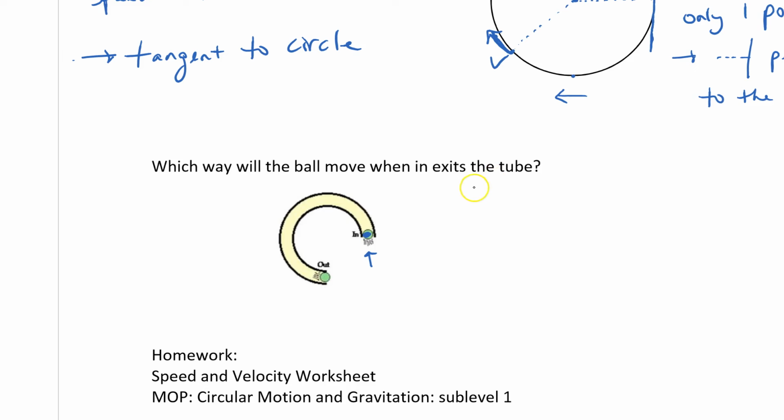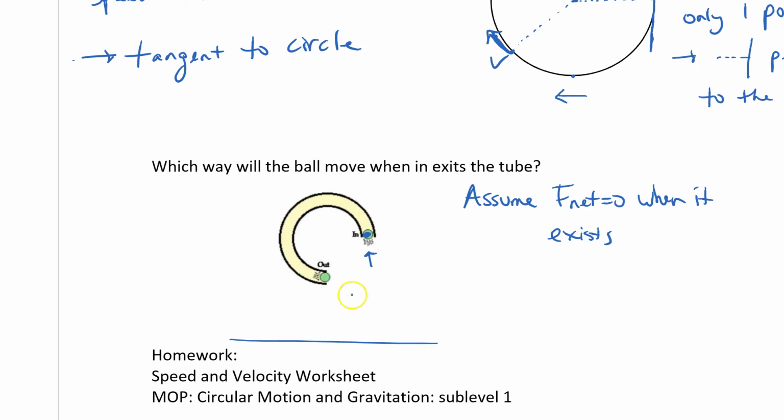And I think we have to make an assumption. I think we should assume that the forces are balanced. So we're going to say F net equals 0 when it exits. So we're kind of like looking overhead right now, and this whole thing is on a table. So it's not like the floor is here and it's going to fall like that. That's not what we're saying. We're saying that this is on a table, and when it comes out, F net is equal to 0. So what do you think? Which way would it go?